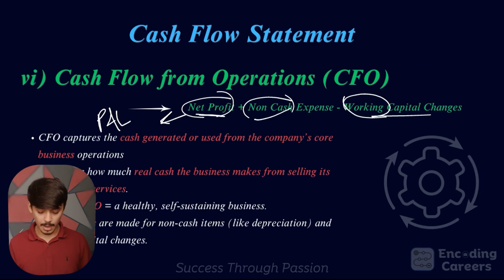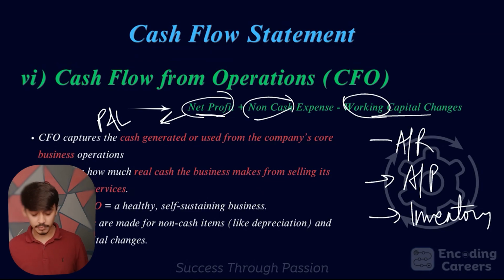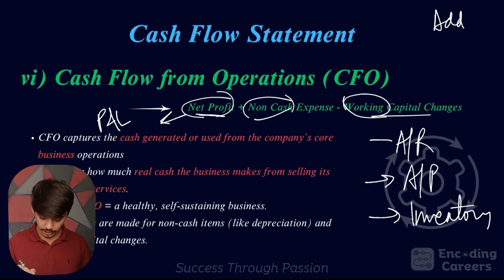Coming to working capital, it includes three elements. Number one is accounts receivable, then we have accounts payable, and finally we have the inventory of the business, right? So here we have to calculate the changes that have occurred in all three elements. Changes here means that we have to calculate the addition or reduction in the three elements of working capital based on the previous year.